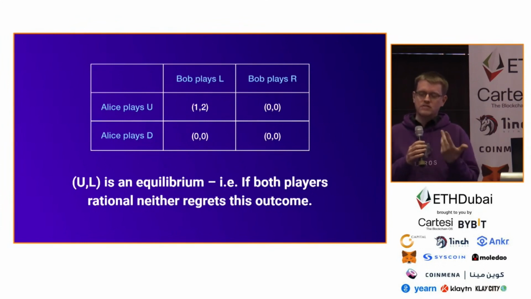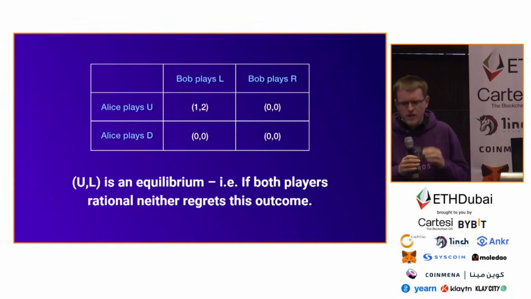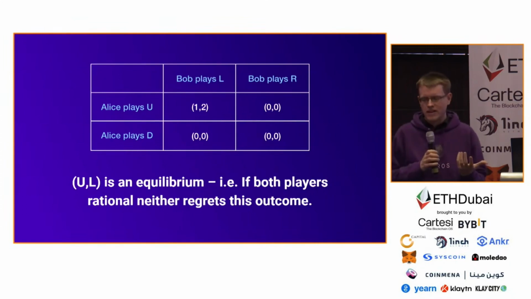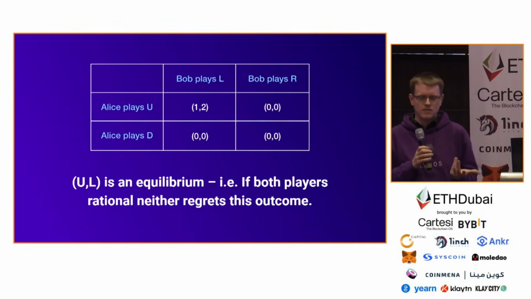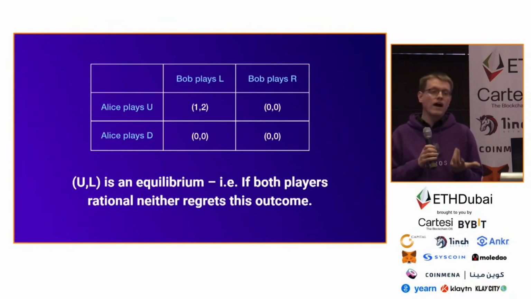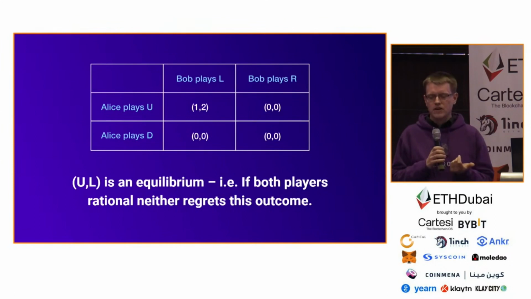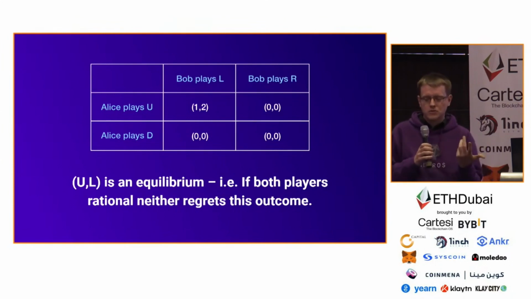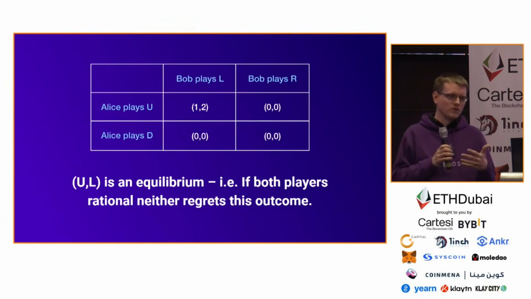If Alice plays D and Bob plays L, then you're in the lower left, and they both get 0. A fundamental concept in game theory literature is the notion of equilibrium, which is a strategy that neither player, if they're rational, would want to deviate from. Neither player regrets. So here, UL is in equilibrium. Because Alice, what can she do? She can play D instead of U, but that takes her payment from 1 to 0.